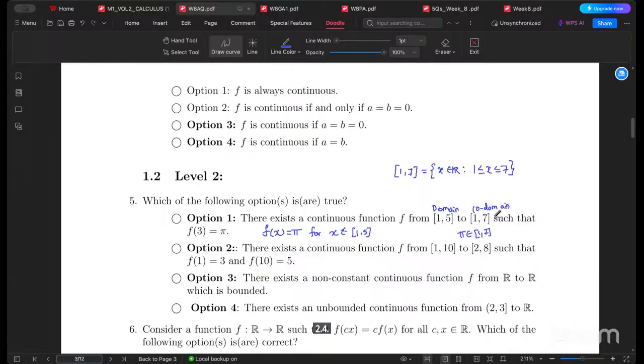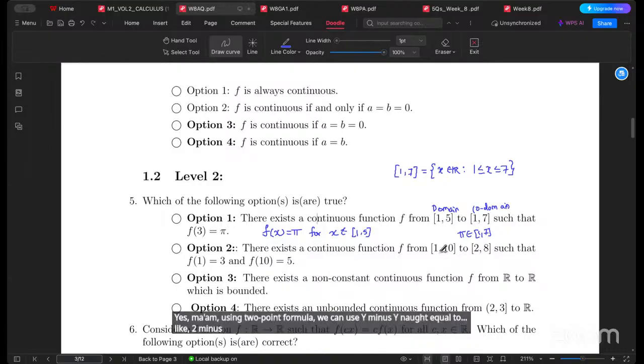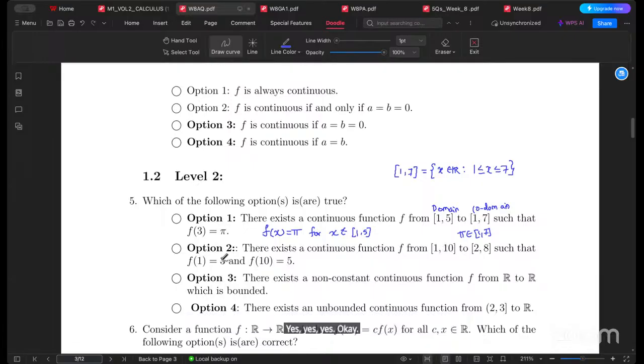Yes. What you said is enough to say that this option is correct. But I'm asking whether you thought about how you get the line. Yes, ma'am, using the two-point formula, we can use y minus y0 equal to (y1 minus y0) upon (x1 minus x0) times (x minus x0). Yes. Very good. You just need to use that formula.